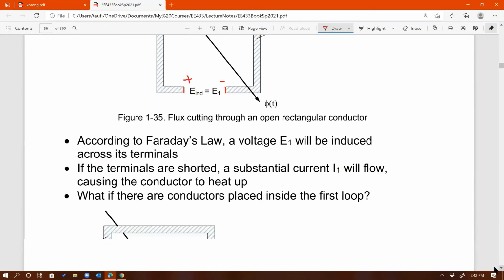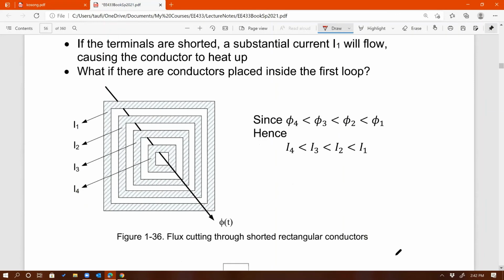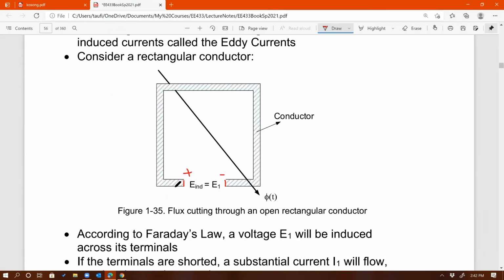Then you're going to have current flowing around, right? If you short this, then you're going to have current flowing around this core, and you can see that's practically a short circuit current, right? There's no resistance except for the resistance of this conductor. So that's why this is a dangerous current.